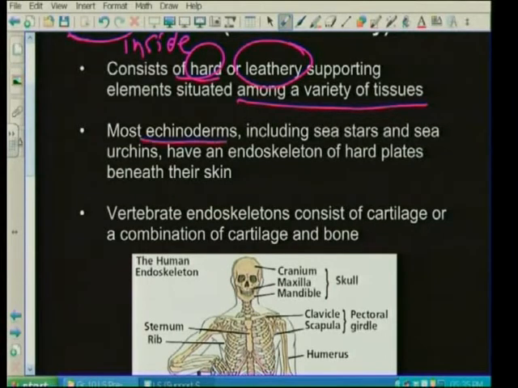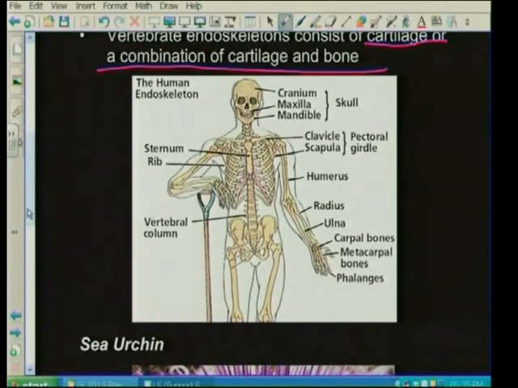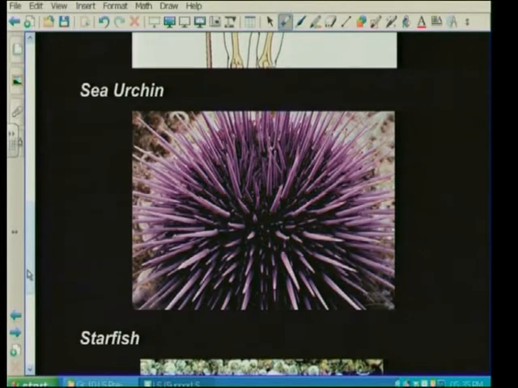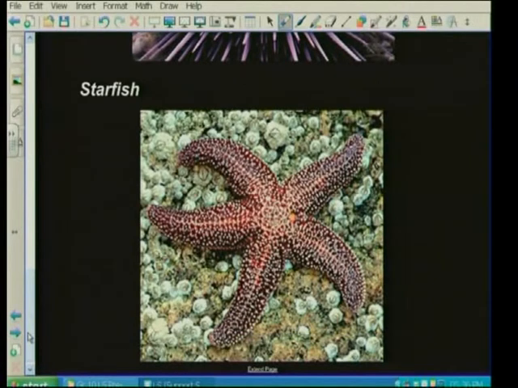Most echinoderms, including sea stars or starfish and sea urchins, have an endoskeleton of hard plates beneath their skin. And obviously, vertebrate endoskeletons consist of cartilage or a combination of cartilage and bone. And there's an example of the human endoskeleton, which we will deal with as we go along. Here's a picture of a sea urchin where the skeleton is inside the body. And lastly, we have the starfish, which also has an endoskeleton.